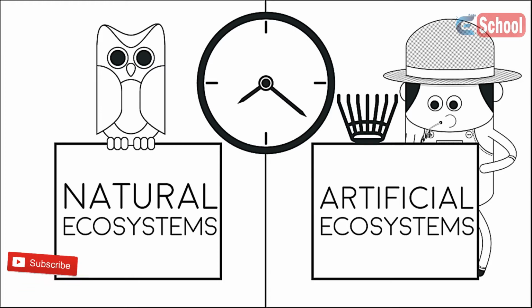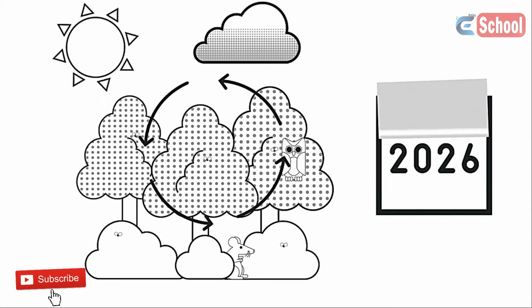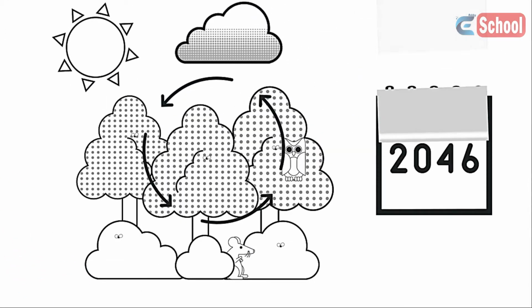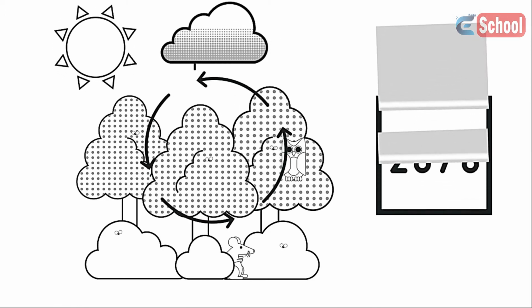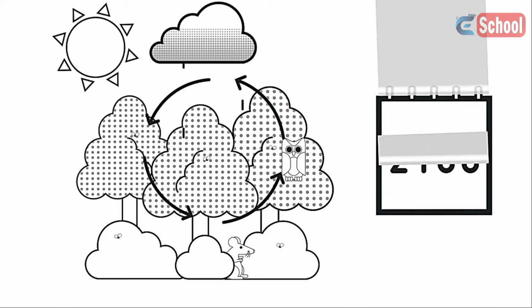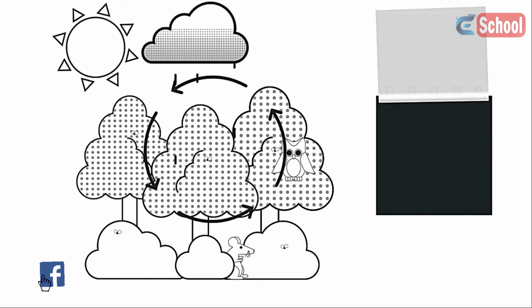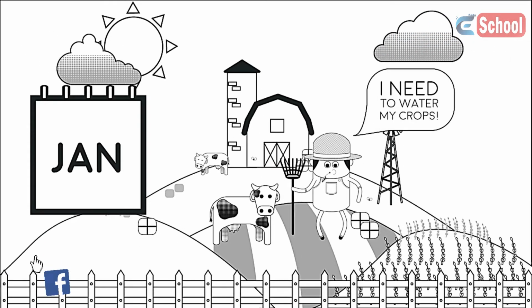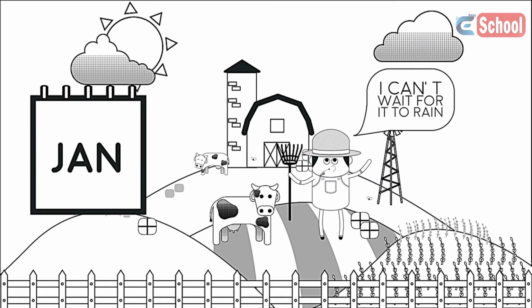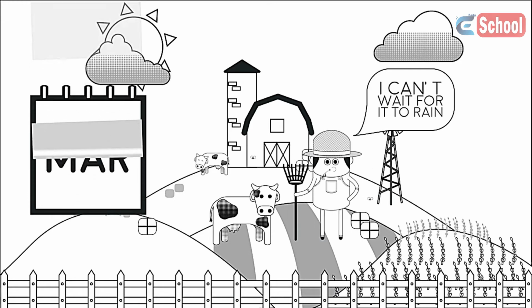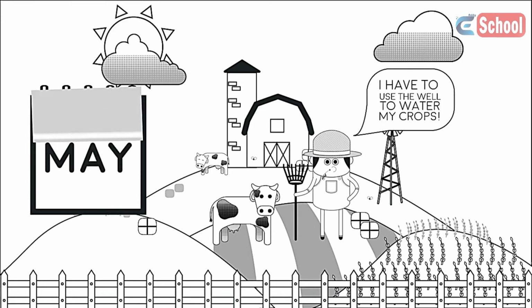Another important difference between natural and artificial ecosystems is the timescale used to measure the activity within each ecosystem. For example, water cycling in natural ecosystems generally requires decades or centuries for the water to complete a full cycle and return to the designated starting point. In an artificial ecosystem, on the other hand, the entire water cycle may only take a few weeks or months before it's returned to its starting point.